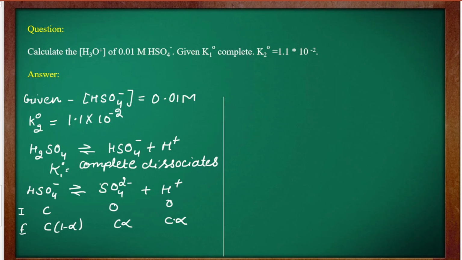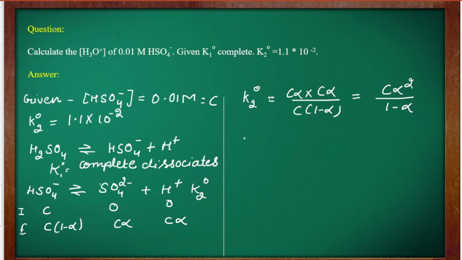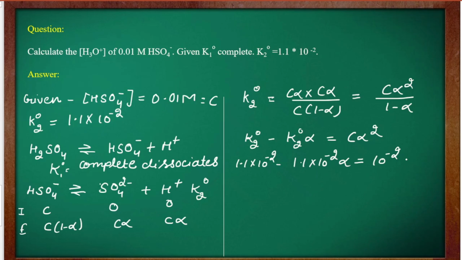For finding out the concentration of hydrogen, we have to calculate degree of dissociation for second dissociation. Dissociation constant is equal to C alpha squared divided by 1 minus alpha. On solving dissociation constant equation, we get a quadratic equation in alpha, which is alpha square plus 1.1 multiplied by alpha minus 1.1. On solving, alpha value comes out to be 0.634.